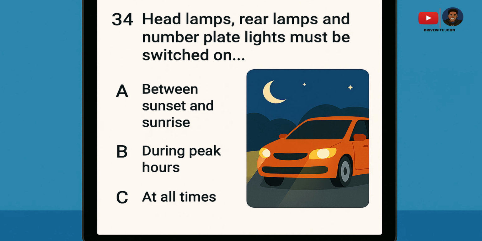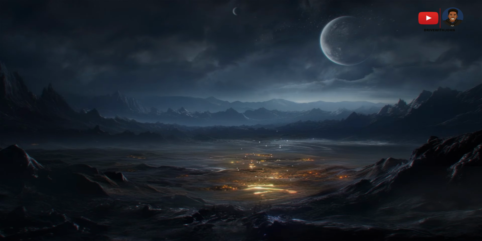Question 34. Headlamps, rear lamps, and number plate lights must be switched on... Is it A, between sunset and sunrise? Is it B, during peak hours? Is it C, at all times? Correct answer is A, between sunset and sunrise. Why is the correct answer A correct? It's because between sunset and sunrise is night, so you will need to have your lights on.